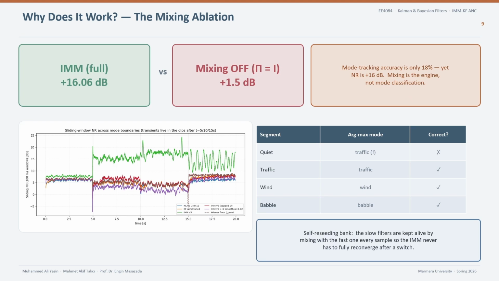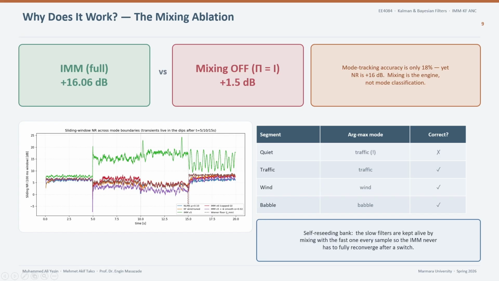You can see it. In the quiet segment, it actually thinks it's in traffic. So this is not a classifier, which means that 18% figure isn't a failure at all. The filters were never meant to be environment labels. They are a dictionary of adaptation speeds, and the combination step just blends them. We never have to pick the right one.